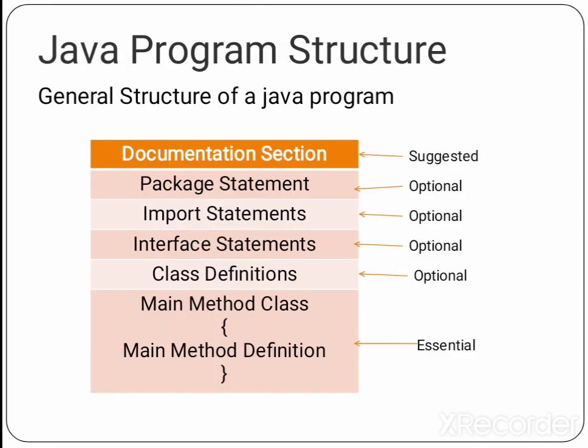Java program structure. The general structure of a Java program: documentation section, package statement, import statement, interface statements, class definitions, and the main method class. The documentation section is suggested and the main method is very important. Other statements are optional.